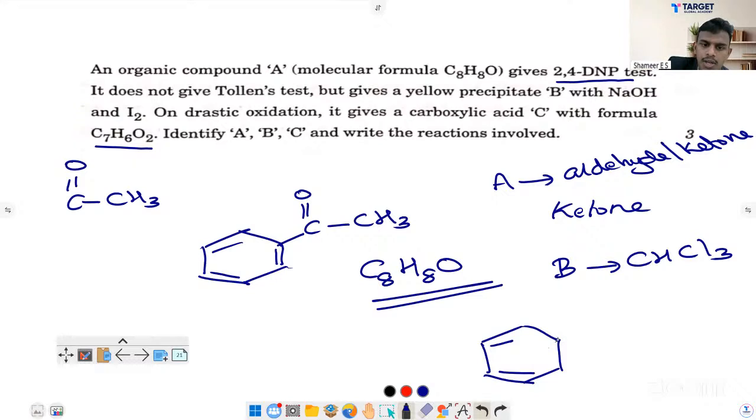In drastic condition, it will give you benzoic acid. 1, 2, 3, 4, 7 carbon atoms. How many hydrogen atoms? Here 5, here 6, 2 oxygen. Easy question. Next.